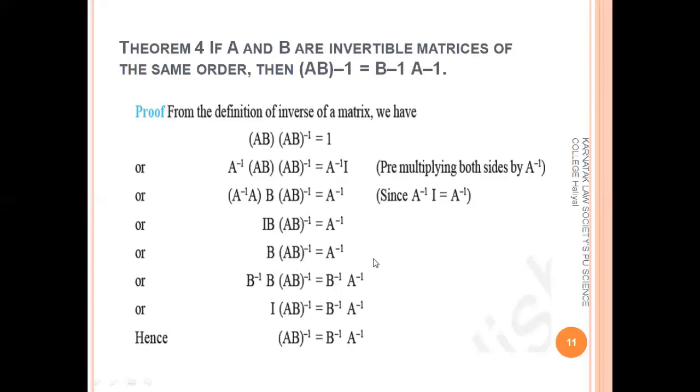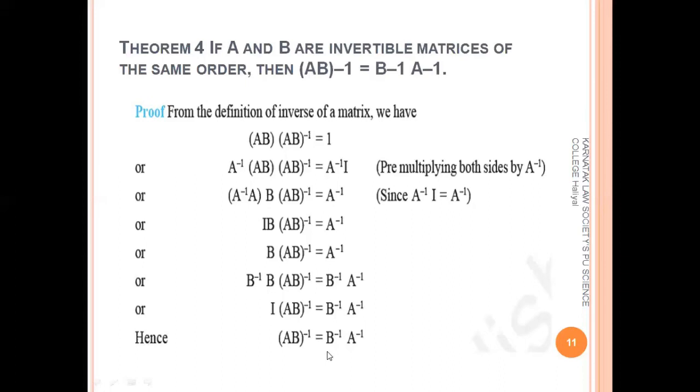Same step: B (AB) inverse is equal to A inverse. Here also, looking at the RHS, I now want B inverse. That's why I pre-multiply both sides by B inverse. On both sides we need to multiply B inverse. So B inverse into B (AB) inverse equals B inverse into A inverse. Again, B inverse into B is I, so (AB) inverse equals B inverse into A inverse. Hence we got the result: (AB) inverse is equal to B inverse into A inverse.